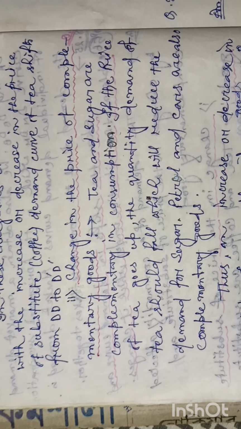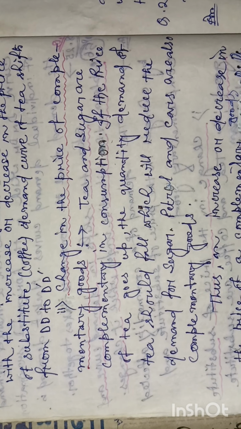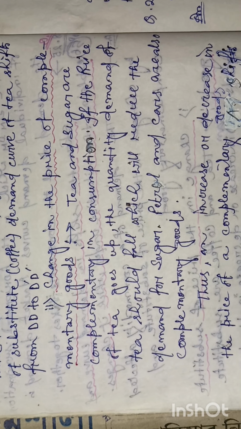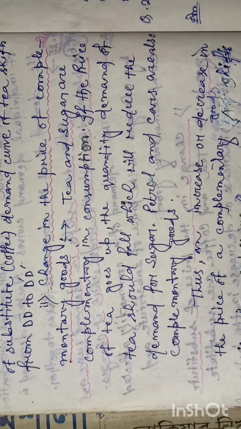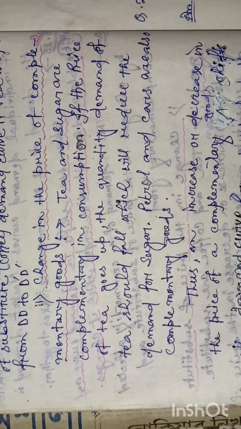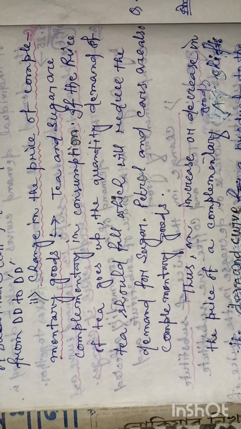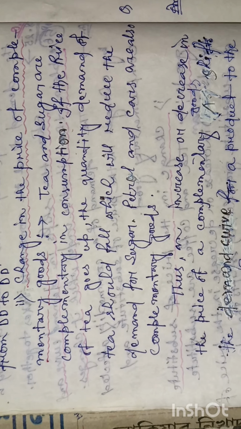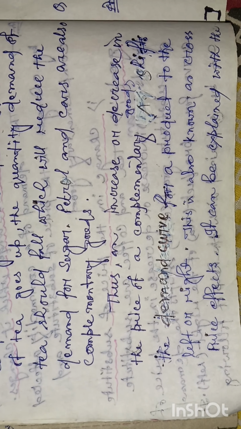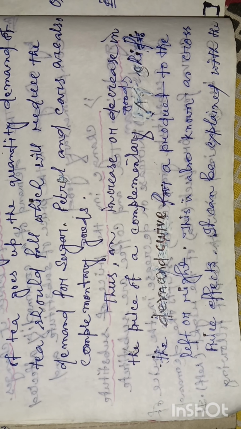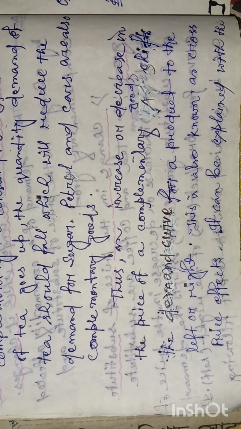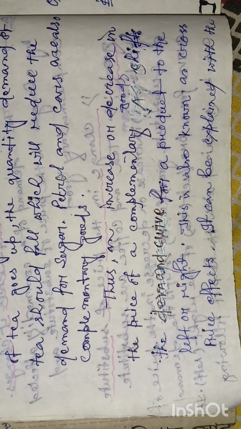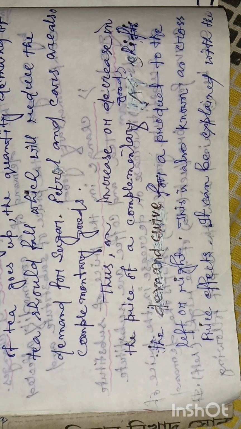Number 2. Change in the price of complementary goods. Tea and sugar are complementary in consumption. If the price of tea goes up, the quantity demanded of tea should fall, which will reduce the demand for sugar. Petrol and cars are also complementary goods. Thus, an increase or decrease in the price of a complementary good shifts the demand curve for a product to the left or right. This is also known as cross price effect.